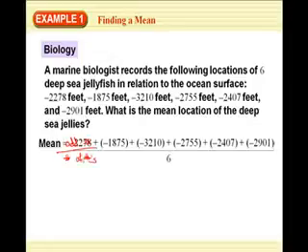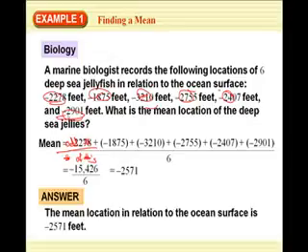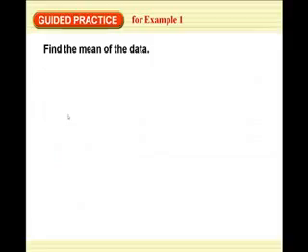We add those all up and we divide by 6 because there are 1, 2, 3, 4, 5, 6 total numbers. So you add them all up and you divide by 6. So the average depth is negative 2,571 feet.